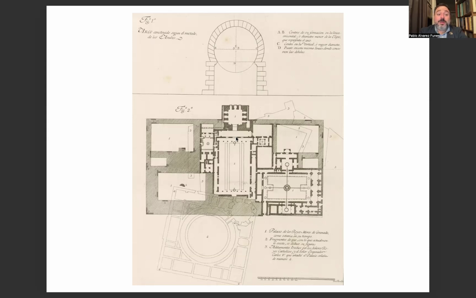And then it says arco construido según el método de los árabes. Arch built according to the Arab method. So again, these people measured the arch and ensured that they understood how the arch was composed. So it's the first time this was done. Whether it is right or not is irrelevant. The important thing is the first time we're doing it. And together, which I find very important, very interesting, they try to do a reconstruction of the Alhambra.